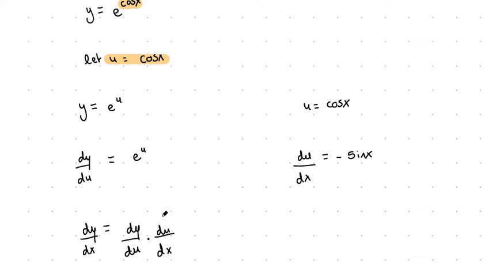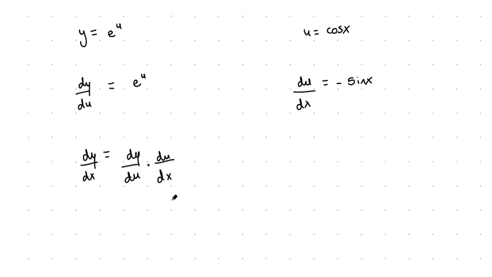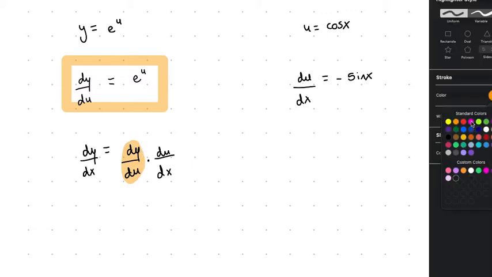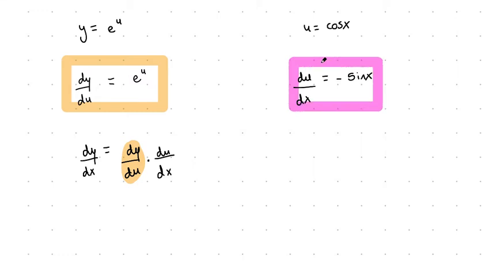So the formula here is telling me that if I want dy dx from dy du, I will need to multiply dy du by du dx. So do I have those pieces now? I do. So I have dy du, that was equal to e to the u. So I have this information here. I also now have du dx, so I have my minus sine x here. That's going to be filled in over here. And we're going to substitute them back in. So we've got dy du is equal to e to the u multiplied by du dx, which is multiplied by minus sine x.